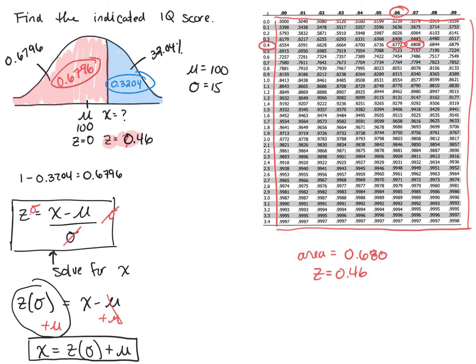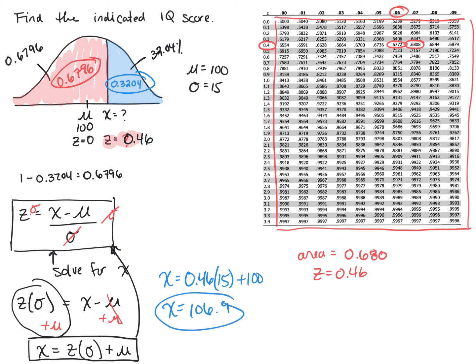This formula comes from the formula for calculating a z-score, and it's the formula you would use to find the x value when you know its corresponding z-score. So let's do the substitution. x is going to be z, which is 0.46, times sigma, which is 15, plus mu, which is 100. Now I have to pull out my calculator because I didn't do this ahead of time. 0.46 times 15 gives me 6.9, plus 100. That gives me an IQ score of 106.9.